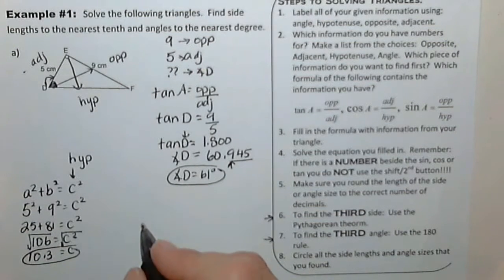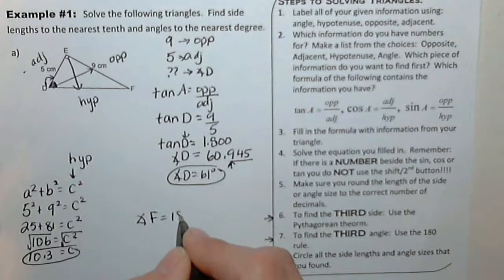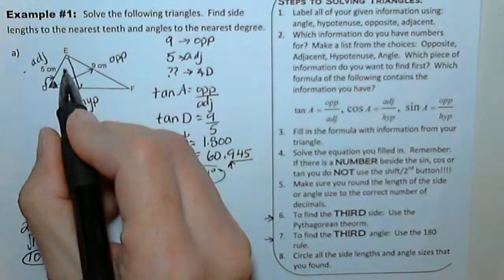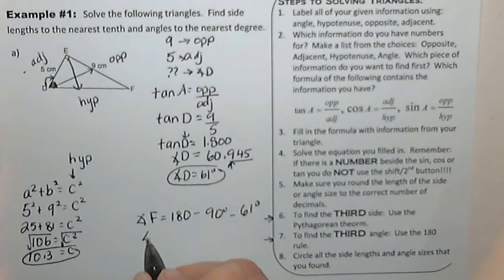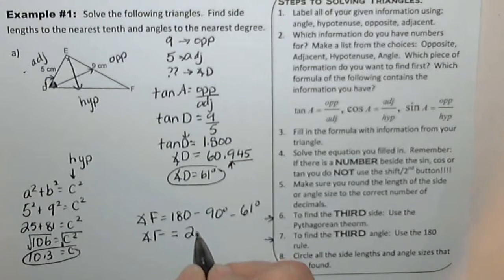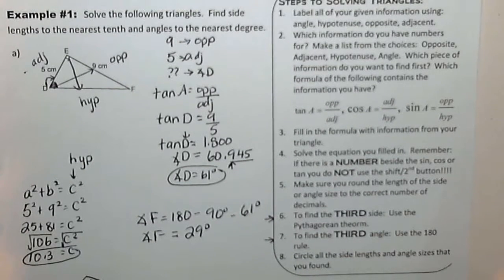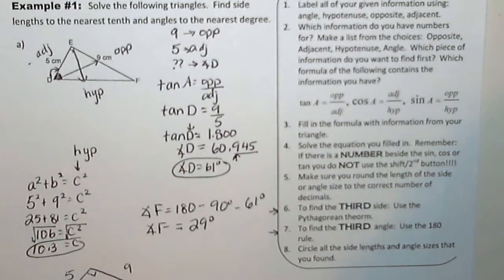Now, we need to find the third angle, and that third angle is angle F. And angle F can be found by taking 180 degrees, subtracting 90, which is in this corner, and then subtracting 61, which is in this corner. When we do that, we get angle F is equal to 29 degrees. Now the last step that I'm asking you to do is to quickly redraw the triangle, and I want you to ensure that you have found everything. Do you have all three angles? Well, this one's 90, this one's 61, and this one's 29, and those are degrees. And I know that this is 5, and this is 9, and we found the hypotenuse to be 10.3. I have all three angles, I have all three sides. I'm done this particular question.